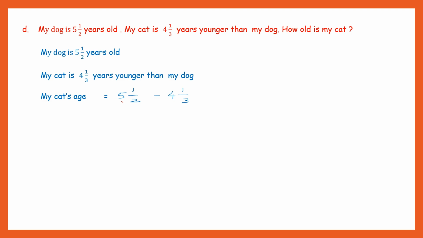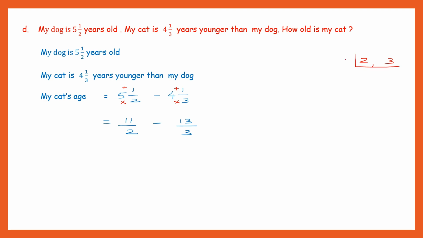So in the first step, we convert. So 2 5's are 10 plus 1 is 11. So this is 11 by 2 minus, here let's convert, 3 4's are 12 plus 1 is 13. So that is minus 13 by 3. Now, as you can see, the denominators are different. That means they are unlike fractions. So we have to make the new denominators the same. So for that, we have to find the LCM of the denominators. So let's find the LCM of 2 and 3.